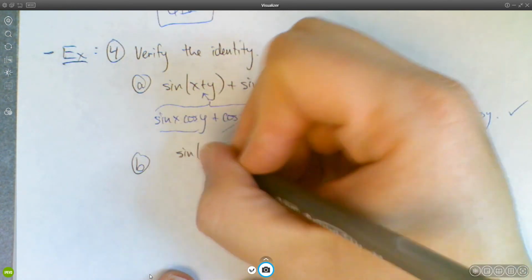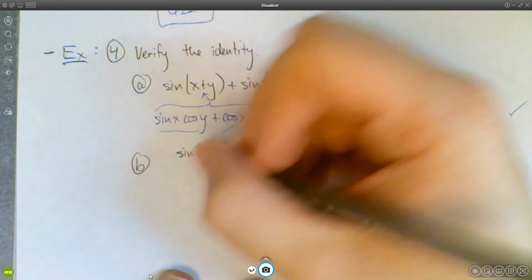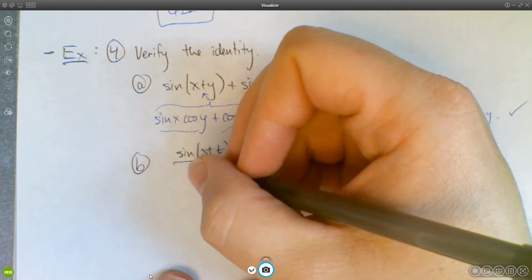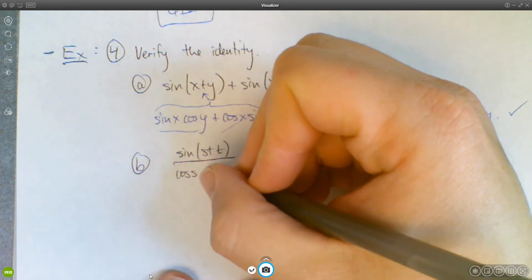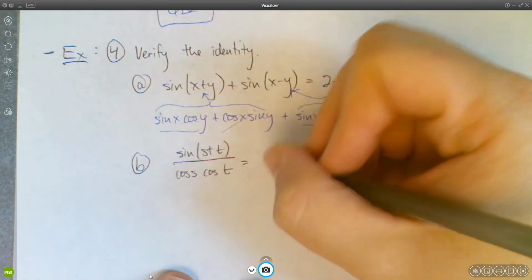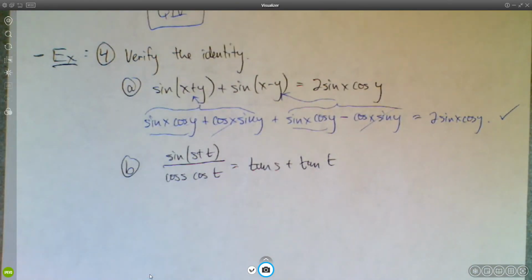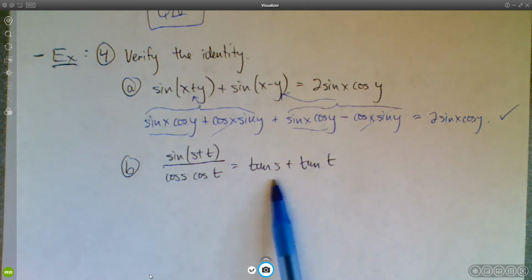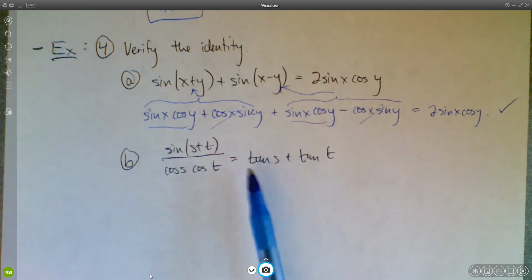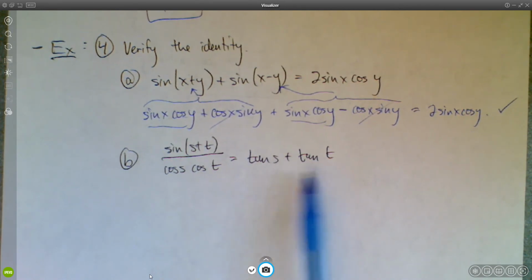Let's do sine of s plus t over cosine s cosine t equals tangent s plus tangent t. Okay, so I'll let you pause that one and give it a try. Okay, so here I go. This is interesting because this almost looks like tangent of s plus t. It's just that we're missing the denominator, the 1 minus tangent s tangent t.